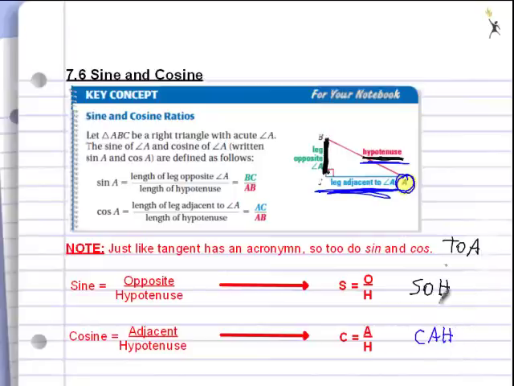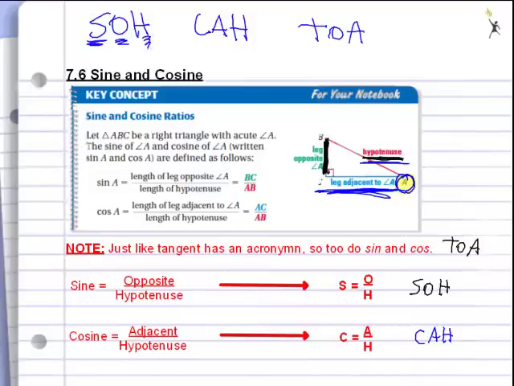Now, if you combine all these three, and you put sine first, and then cosine, and then tangent, you get SOHCAHTOA. SOHCAHTOA is a way to just remember the three basic trig functions, where you have sine equals opposite over hypotenuse, cosine equals adjacent over hypotenuse, tangent equals opposite over adjacent. And this just helps you set up your problems to solve for different angles.